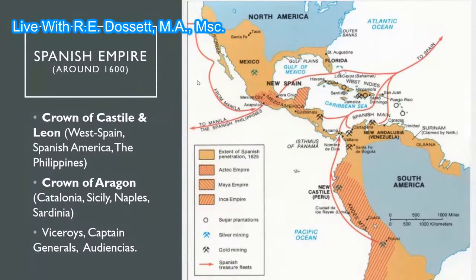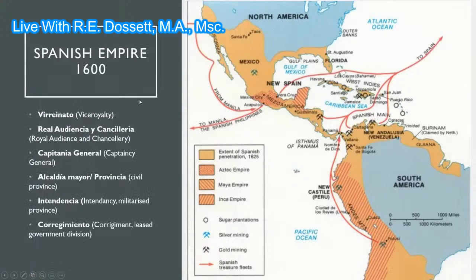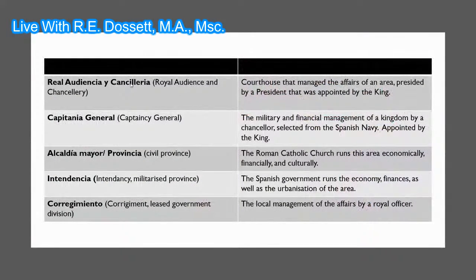So let's go to the next slide. To maintain this massive area, the Spanish had 4 or 5 layers of governing. And I'm going to explain them in the next slide. And here I have the names in Spanish as well as the English translation of it.